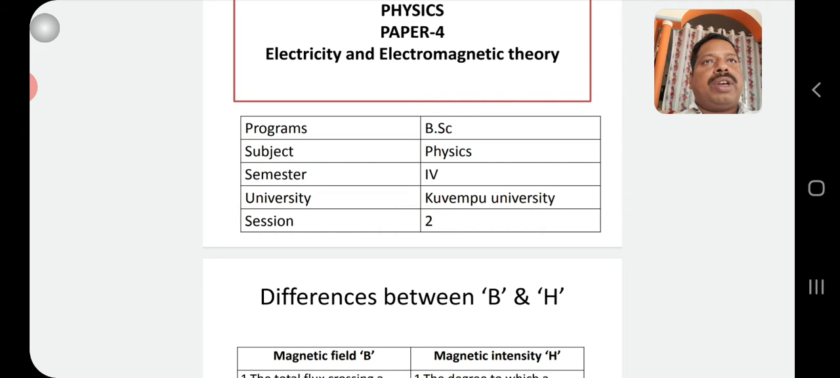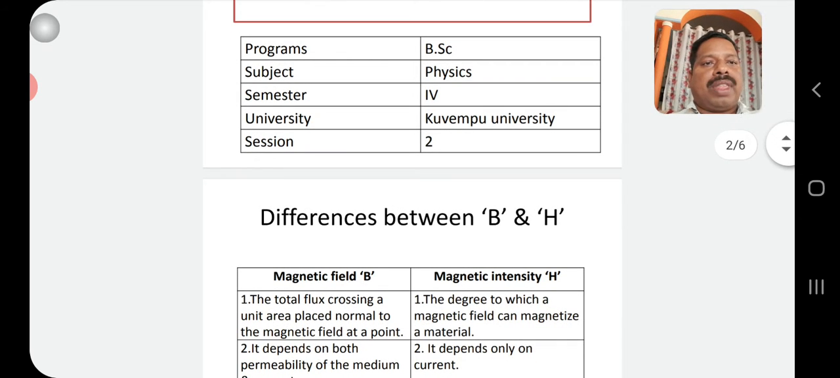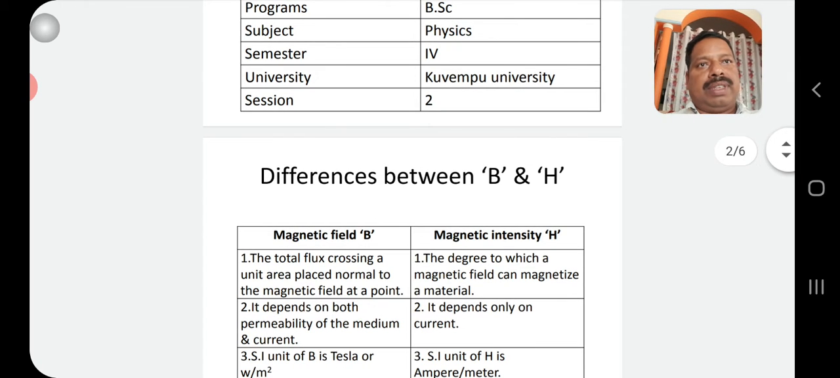In addition to that, I am going to brief about the distinction or differences between magnetic flux density and magnetic intensity, or magnetic field and magnetic intensity or magnetizing force. Today, in this session, I am going to discuss concepts like the differences between B and H, then the origin of induced EMF in a conductor moving in a magnetic field.